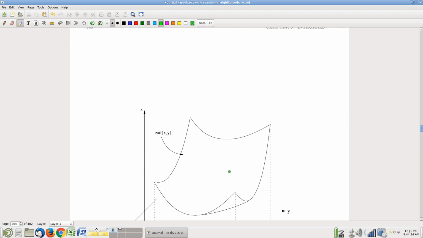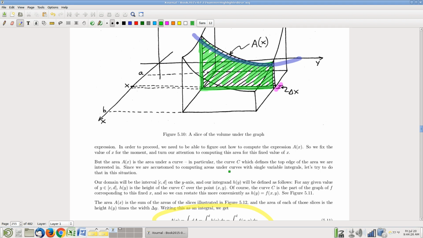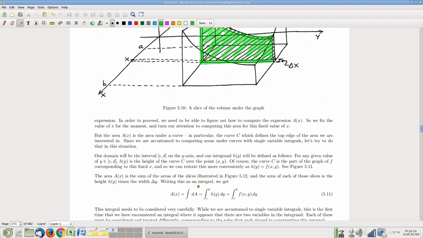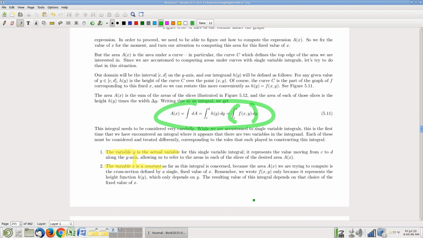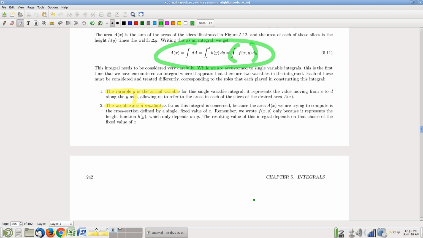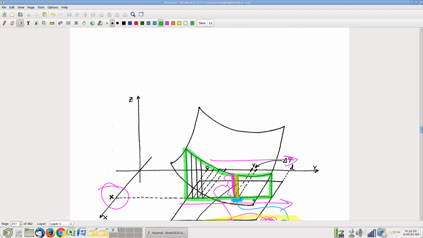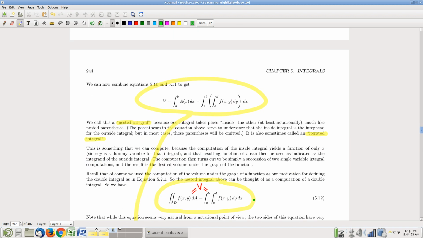But area itself, as we just discussed, that area in green itself is an integral. So we do indeed have an integral of an integral. Yeah? Everybody on board? It's a little confusing. All right, so when you take the area integral and stick it inside of the volume integral, what you end up with is this formula right here. Let me zoom back in.